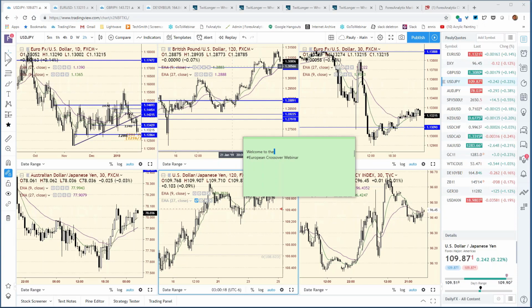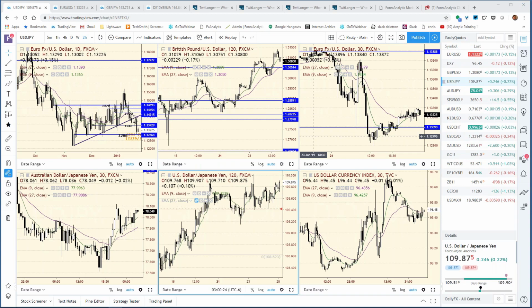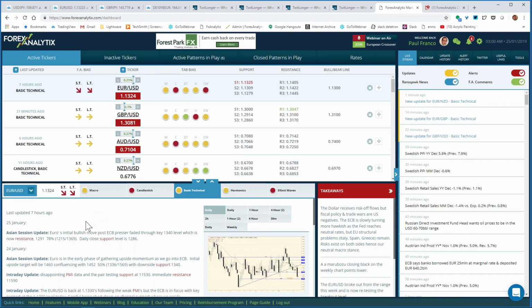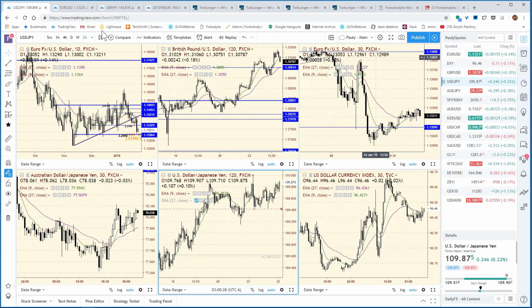And we're seeing the euro come back after just taking out the 113 area, and we'll take a look at this. We've mentioned the euro's initial bullish move past the ECB faded through the key 1340 level, which is now resistance. But we came down towards that 1291, which is a 78% of the 1215 to 1369, with the daily closing support level at 1286. We'll go on and take a look at this here.